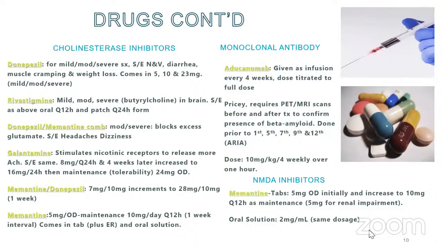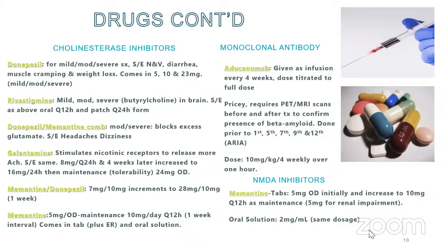Now we will mention some of these medications by name, dosing, and side effects. From the cholinesterase inhibitors, we mentioned donepezil, which is used for mild, moderate, or severe disease. The side effects of this medication are nausea, vomiting, and diarrhea. Sometimes it can cause muscle cramping and weight loss, and it comes in different doses.